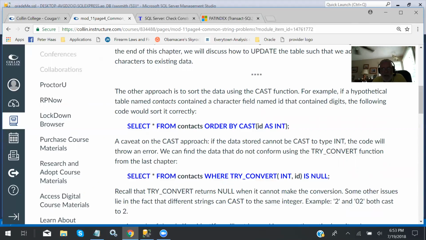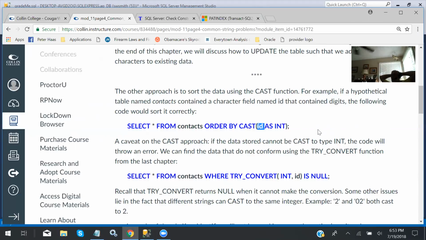So let's see, what am I doing? Contacts. I don't think I have a contacts one in there. This is a hypothetical table. But if we store the contact ID as a character string instead of an integer, I save a little bit of space, depending on how big it is. Generally speaking, a character string takes up less space than an integer does, up to a point. And therefore, it's common to do that.